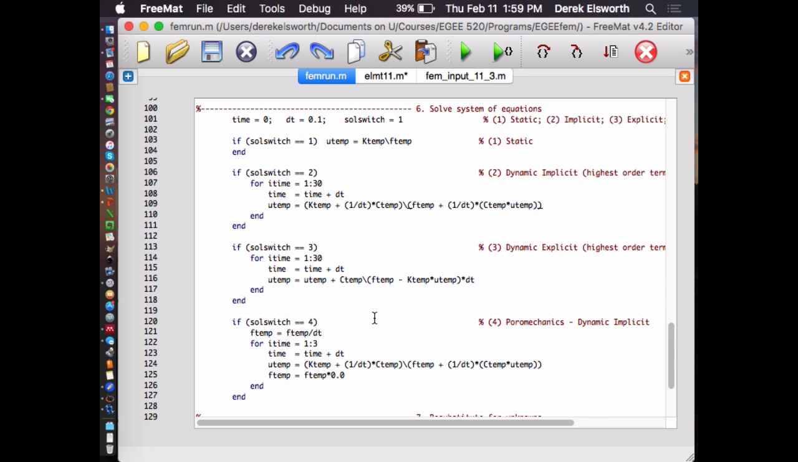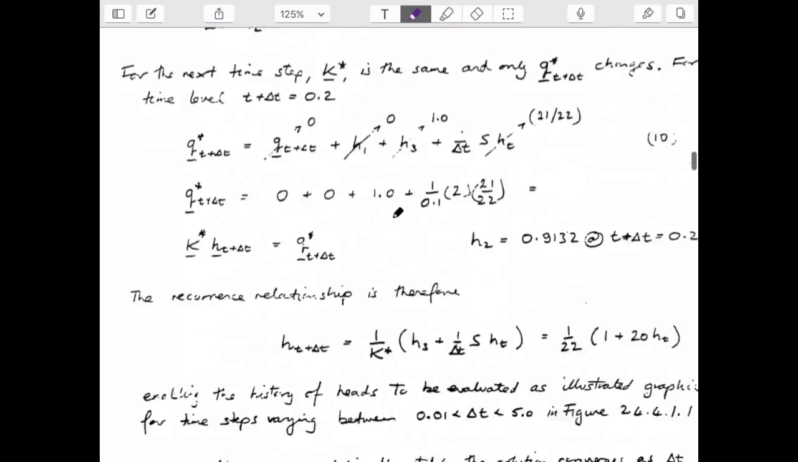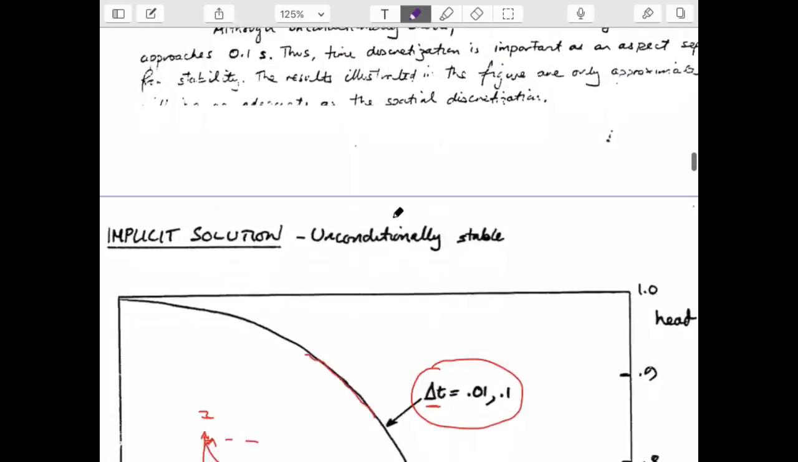So the third one is what we've just talked about, the explicit method. And that is that we do the same thing, but now we calculate a value for the head at time t. We add to this the value of the gradient of head, dh dt, which is this term here. And so in other words, dh dt is the value, I'm trying to think, it's the value of this expression. Not this, right? On the page.